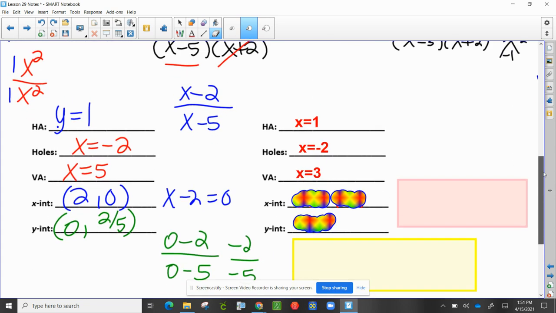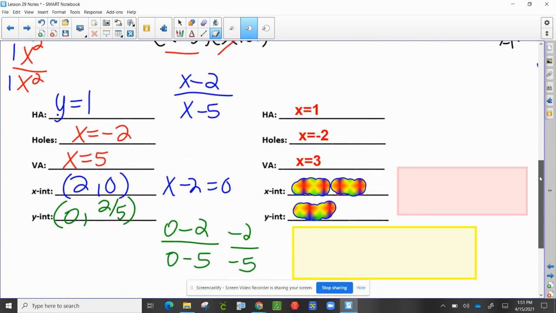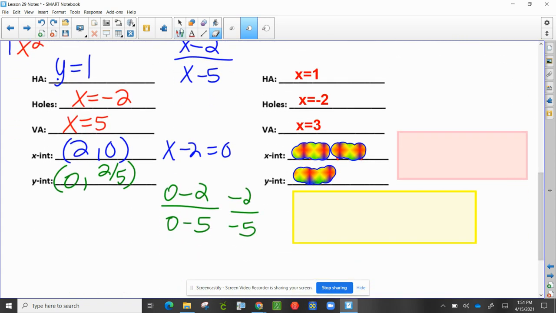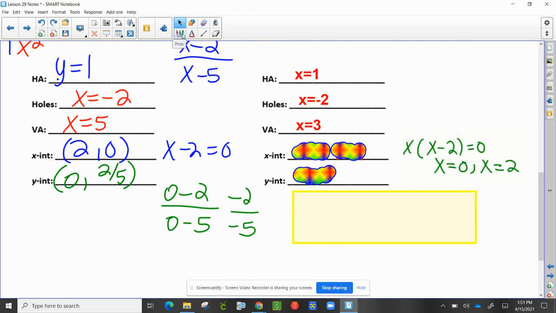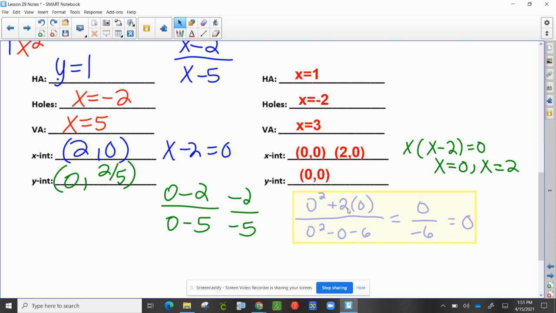All right, let's do our x-intercepts and our y-intercepts. For the x-intercept, set your numerator equal to 0. And what should you get? Okay, here's my work. So I got 2 x-intercepts at 0 and 2. And your y-intercept should be at (0, 0). And there's my work for that.